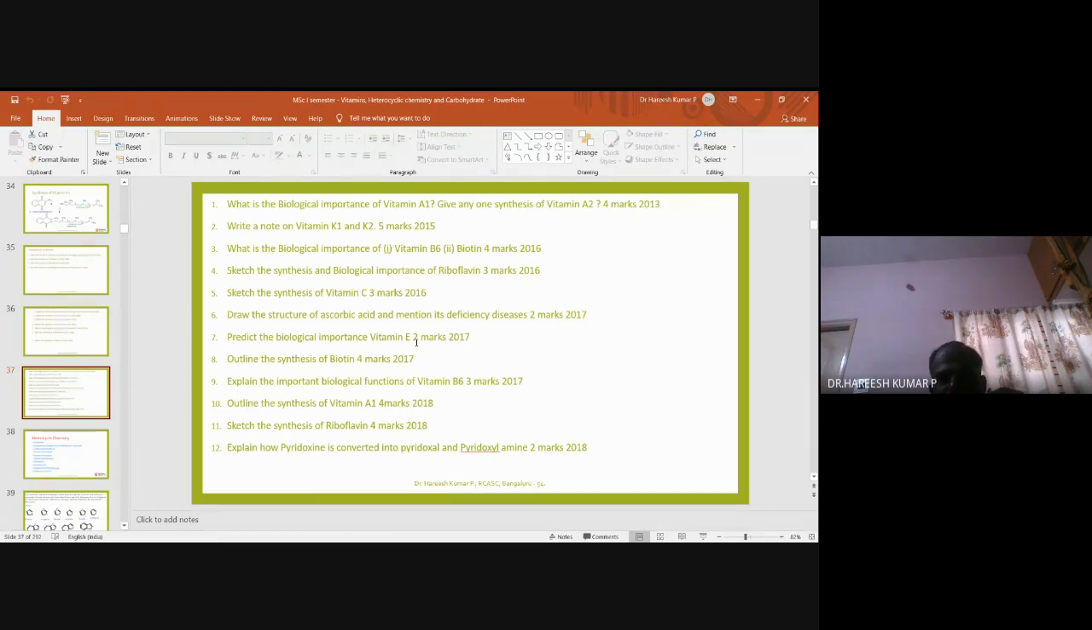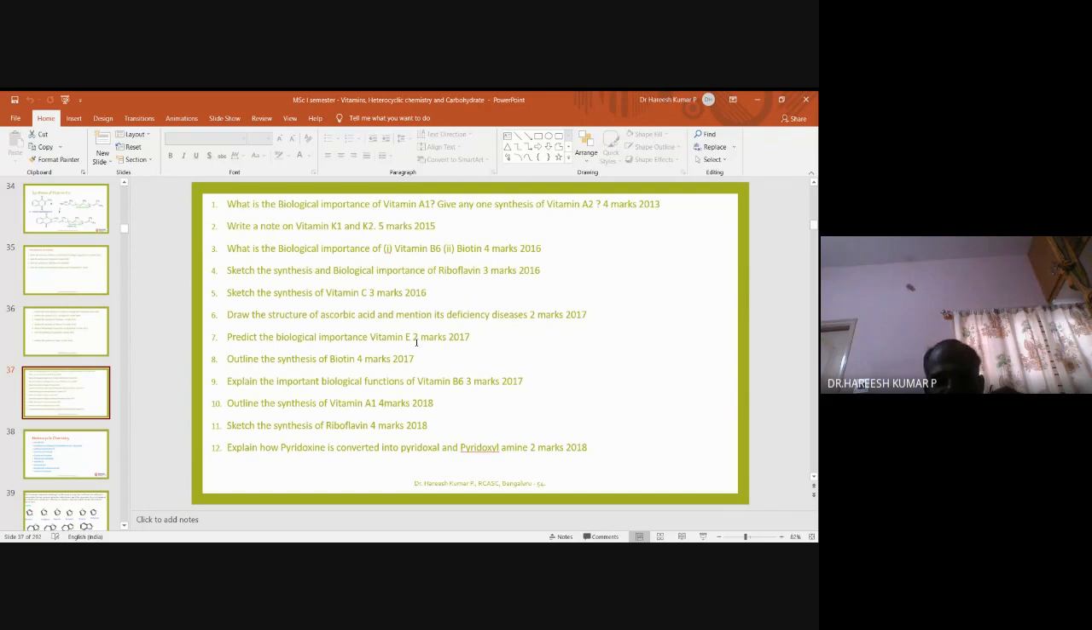Explain the important biological functions of vitamin B6. That I already explained. It is pyridoxal phosphate. Outline the synthesis of vitamin A1. That means how beta ionone is converted into vitamin A, that you have to write. Then sketch the synthesis of riboflavin. Riboflavin means the ribose moiety and the flavin group. That synthesis you have to mention.